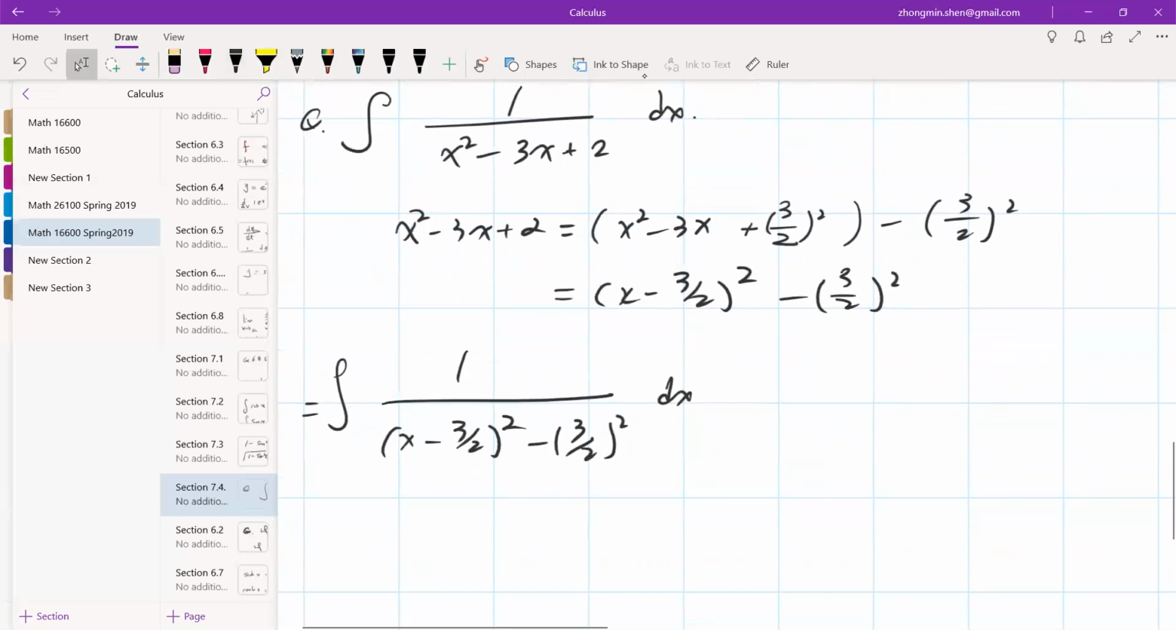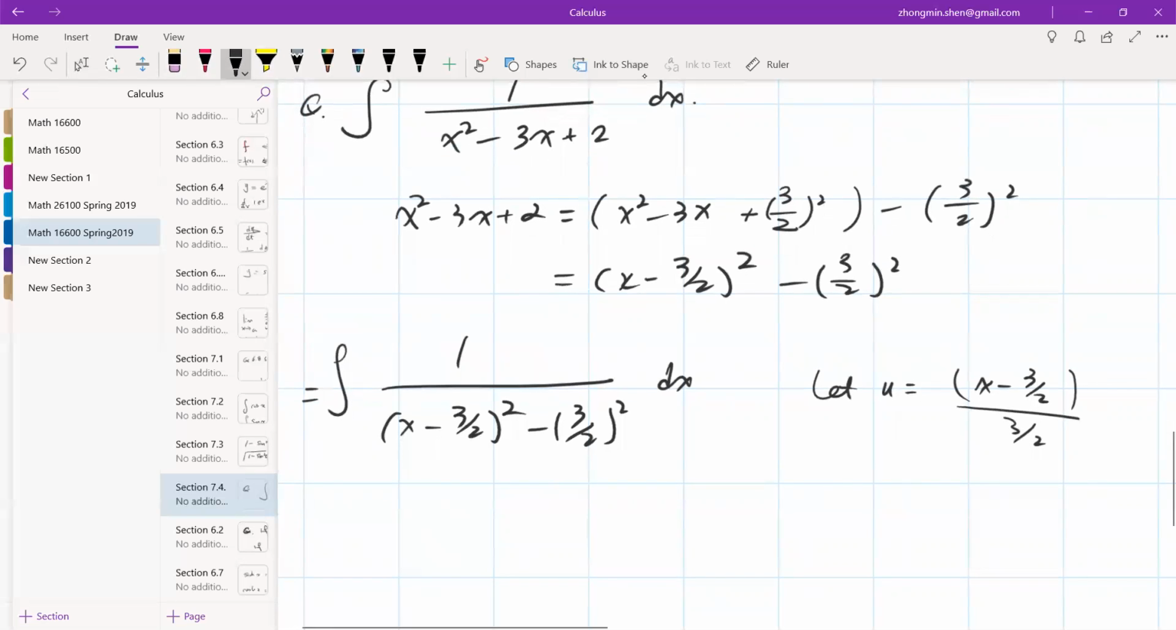Okay? So what kind of substitution I'm going to use? I can let u be x minus 3 over 2. But maybe I have to also put the 3 over 2 divided by 2 over 3. Yeah, maybe it's divided by 2 over 3. So if you use that, it would help you a lot. So du equals 2 over 3 dx.